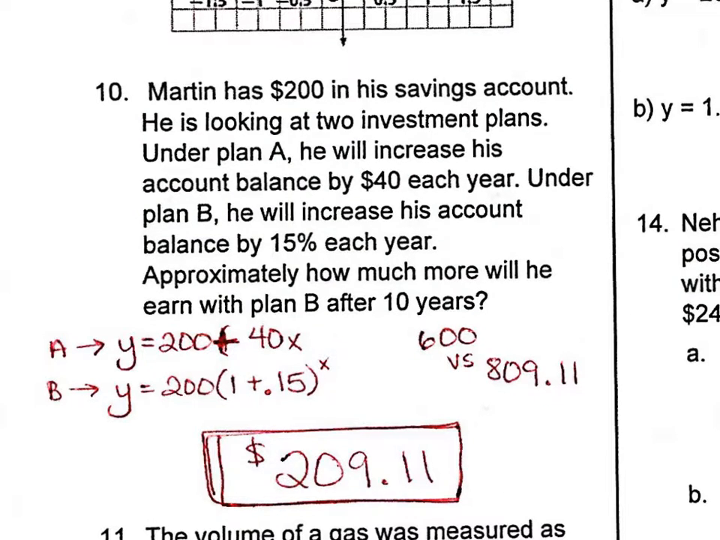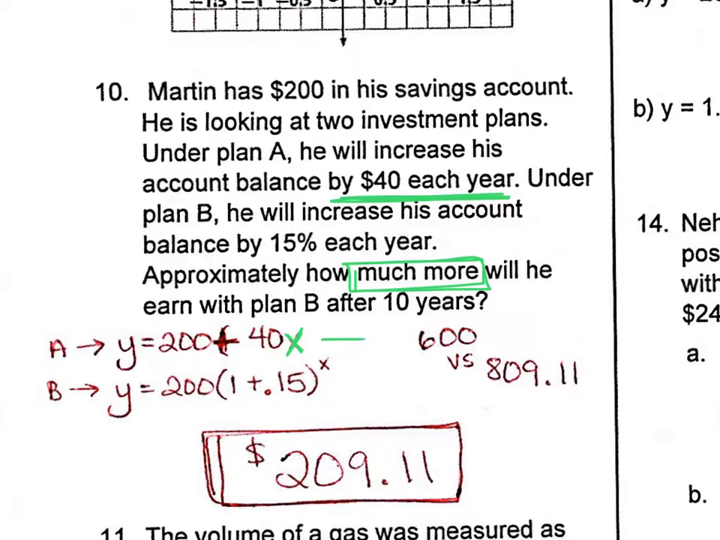Okay, just check that you made sure you wrote your equations correctly for account A and for account B. Remember that in linear, your rate, each year, your rate is the one that needs to have the x with it. So it needs to be 40x, not 200x. And then the question says how much more. So we know that it's going to be more at B, and it's not asking how much it is at plan B, it's asking how much more.